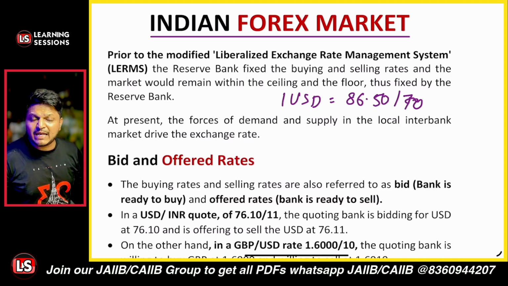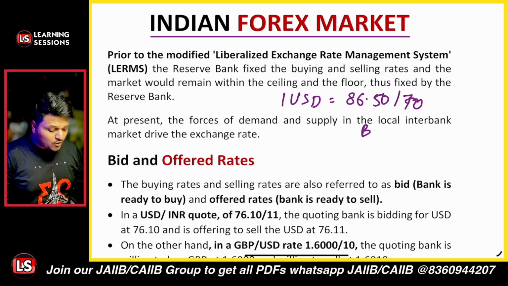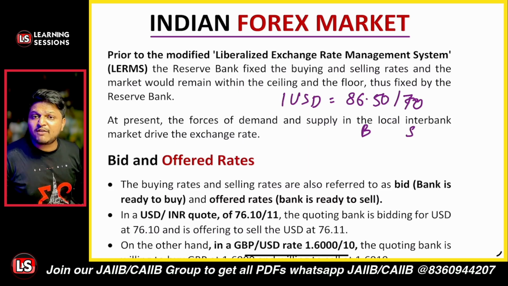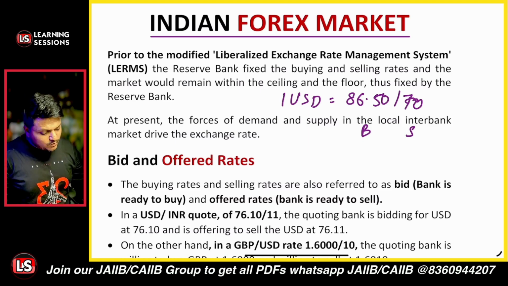When I'm talking about the buying rate, it is the rate at which the bank is ready to buy, and when I'm talking about the selling rate, it is the rate at which the bank is ready to sell. The rate on the left side is the buying rate and the rate on the right side is the selling rate. So over here, 86.50 is the buying rate and 86.70 is the selling rate. Is that right? So it's a two-way quotation.